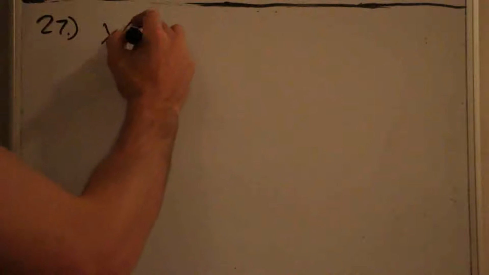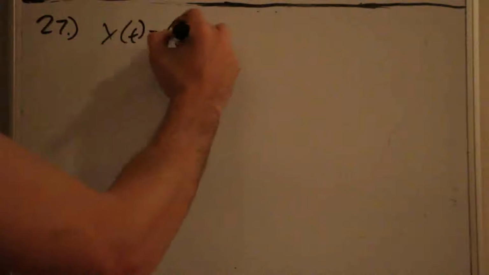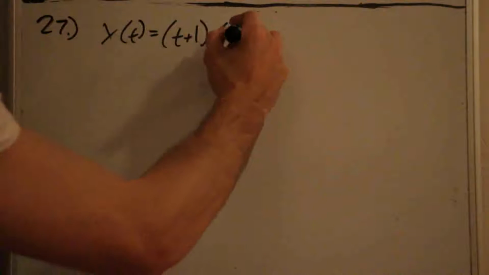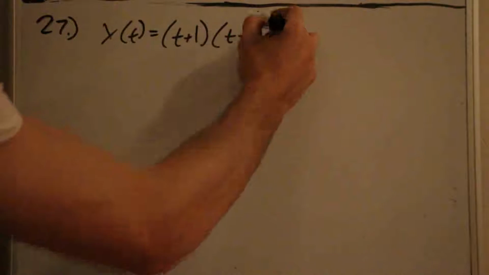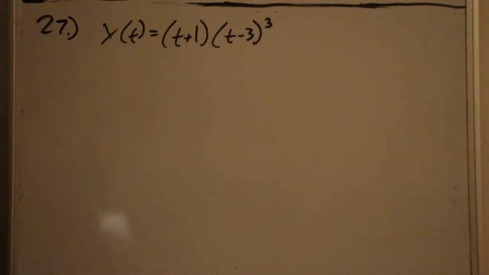Okay. Particle moves, number 27. A particle moves along the x-axis so that at any time t its position is given by x of t equals t plus 1 times t minus 3 cubed. The question is, for what value of t is the velocity of the particle increasing? Well, what does that mean?